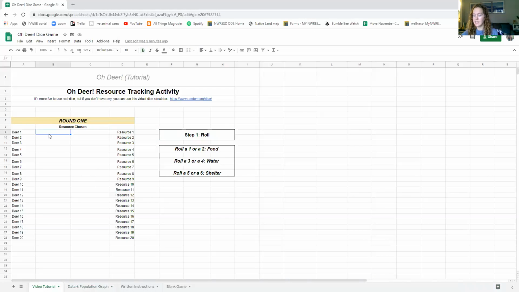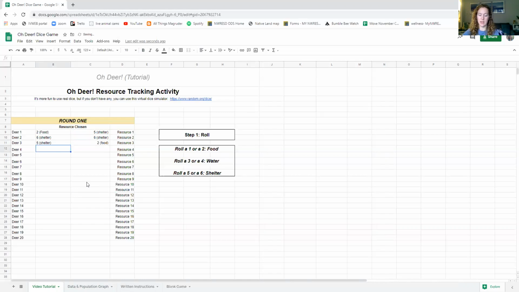All right, so for my deer, I got a 2, which you can see right here. A 1 or a 2 is going to be food. And for my resources, I got a 5, which is going to be shelter. 5 or 6 is shelter. So I'm going to roll again. All right, I got a 6, which is a shelter, and a 6, which is a shelter. All right, roll again. I got a 5, which is shelter, and I got a 2, which is food.